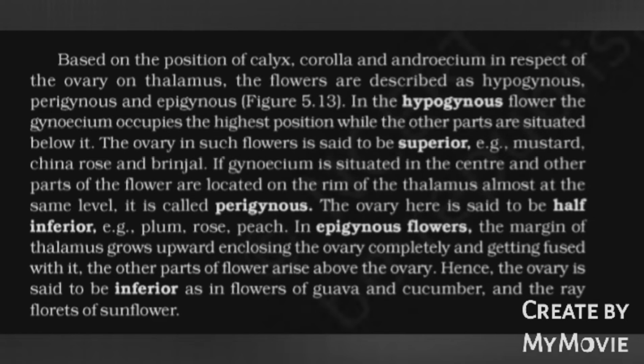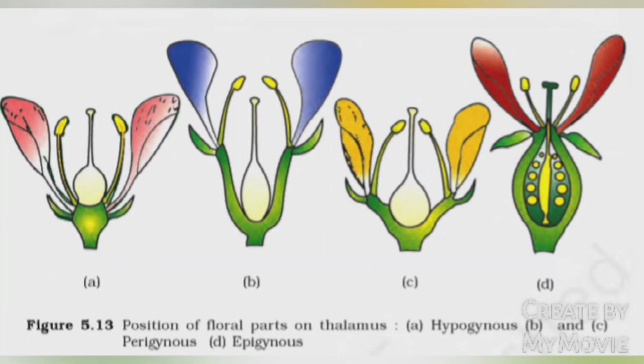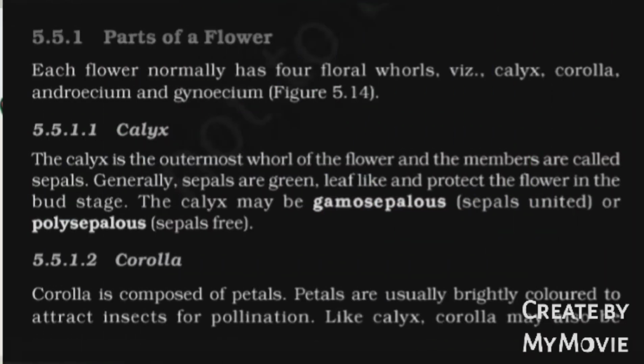Example: plum, rose, peach. In epigynous flowers, the margin of thalamus grows upward, enclosing the ovary completely and getting fused with it. The other parts of the flower arise above the ovary. Hence, the ovary is said to be inferior, as in flowers of guava and cucumber, and the ray florets of sunflower. Figure 5.13. Position of floral parts on thalamus. A. Hypogynous. B and C. Perigynous. D. Epigynous.